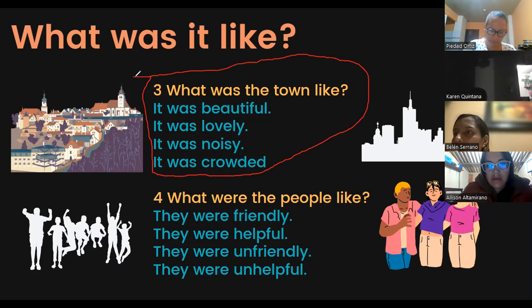What was the town like? It was beautiful. It was lovely. It was noisy. It was crowded. Very good.